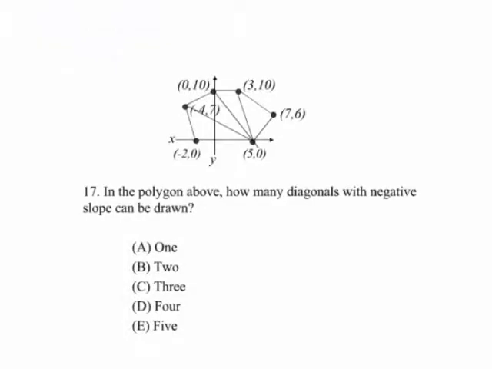Well, a line from the point at negative 4, 7 to 5, 0 is a negative slope. The line or diagonal from 0, 10 to 5, 0 would be a negative slope. And the line or diagonal drawn from 3, 10 to 5, 0 would have a negative slope. So we have 3.